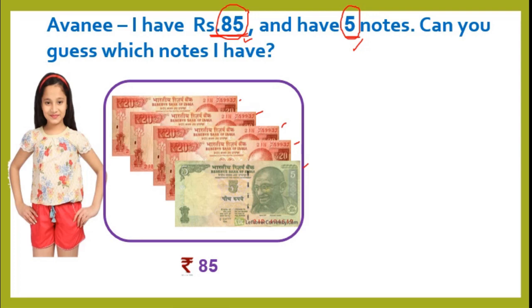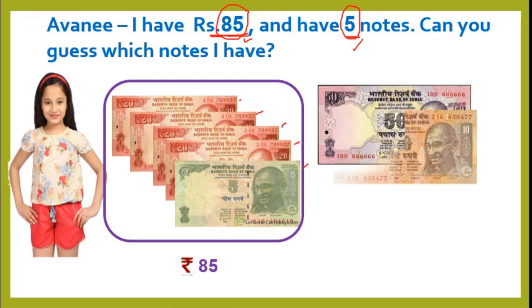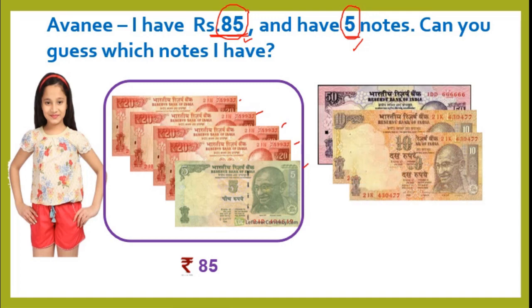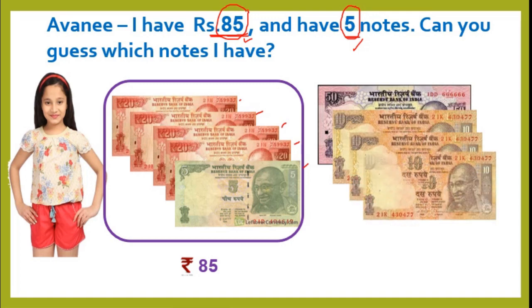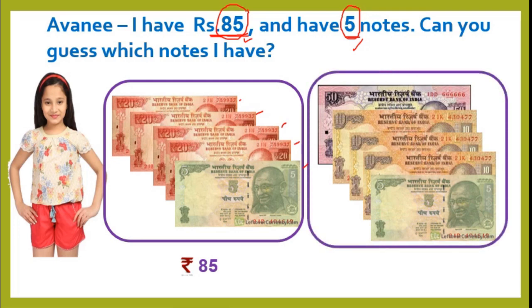And we will guess one more type. 50 rupees 1 note, 10 rupees 1 note, means it became 60, this became 70, this became 80 and 85. Means how many notes did it become? Here this is 1, 2, 3, 4, 5. Yes, right. 5 notes are there and total rupees 85 is there. Very good.